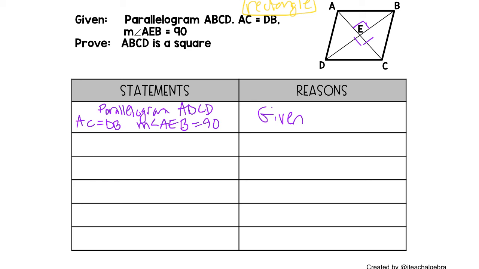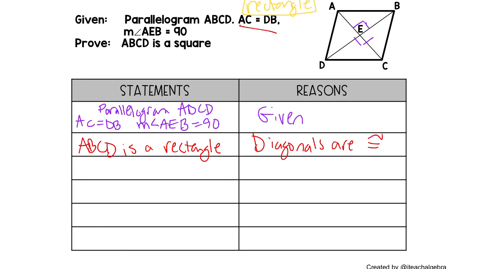All right, we know that there's a right angle where the diagonals intersect, so we can say ABCD is a rectangle because the diagonals are congruent. It tells us so right here. AC is equal to BD. We also know that angle AEB is a right angle, because that's the definition of a right angle, 90 degrees.